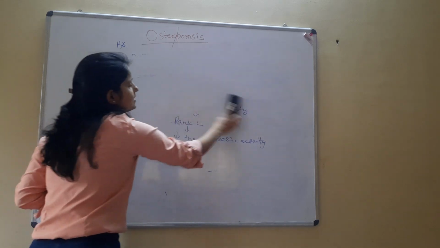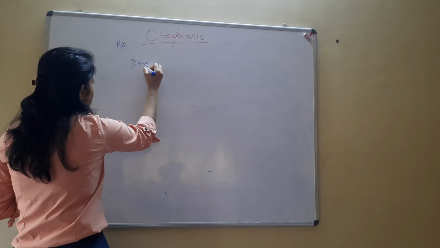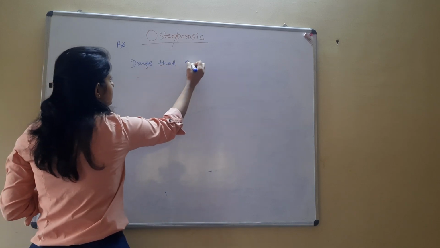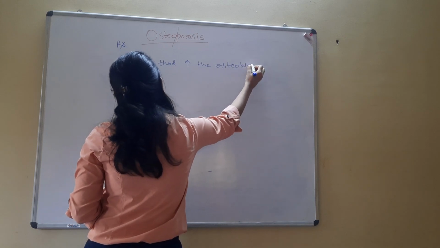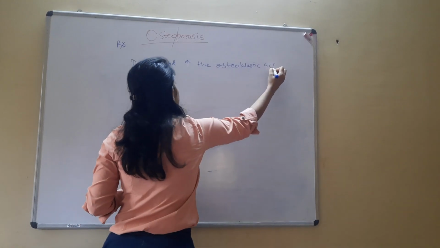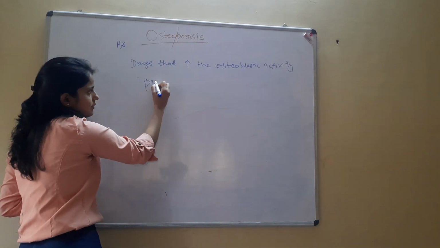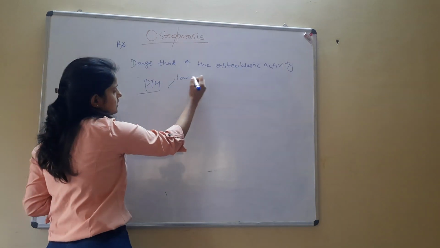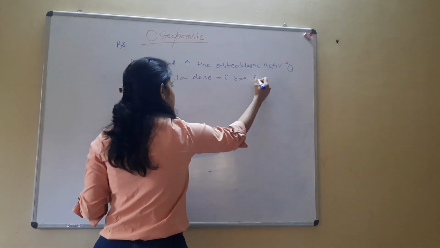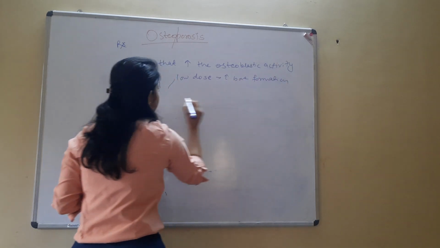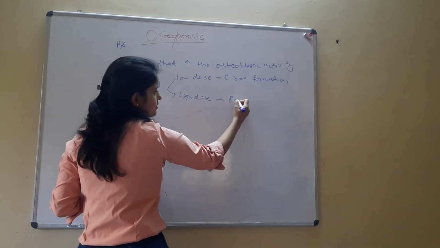Now drugs that increase the osteoblastic activity. Parathyroid hormone, when it is given in low doses, increases bone formation, but when it is given in high doses, it causes bone resorption.